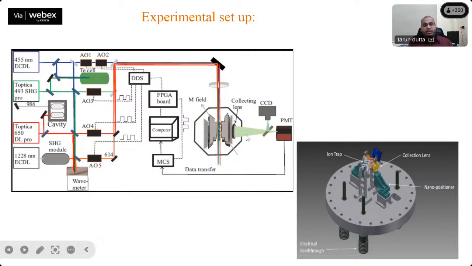One important thing to mention here: the collecting lens, you see it is inside the vacuum chamber, as it is here in the schematic. And it is sitting on a nano positioner. A nano positioner is like, you can change the position of the mirror, and that is being controlled from outside the vacuum chamber. So we have control from outside so that we can change the position. We can make it focus. We can make it off focus.